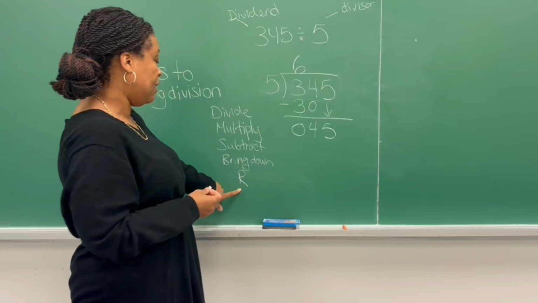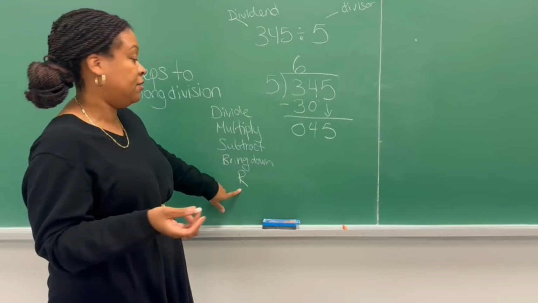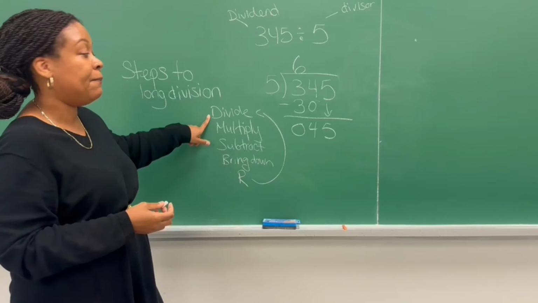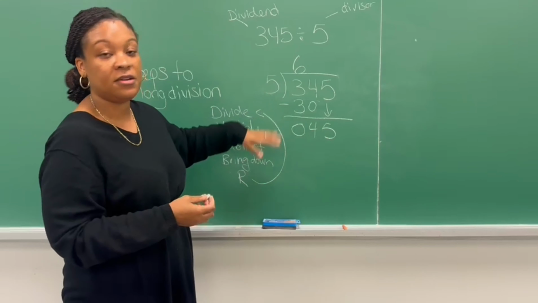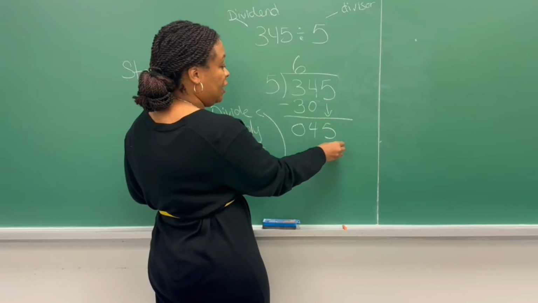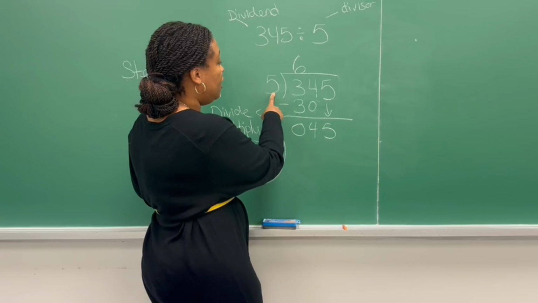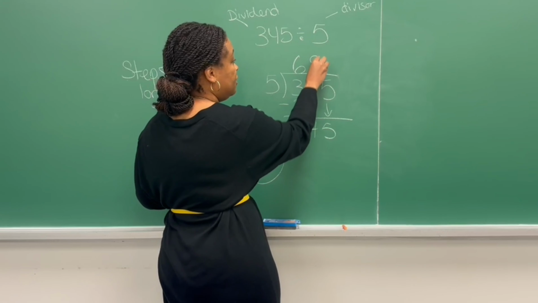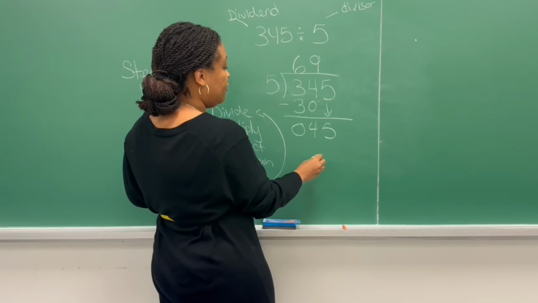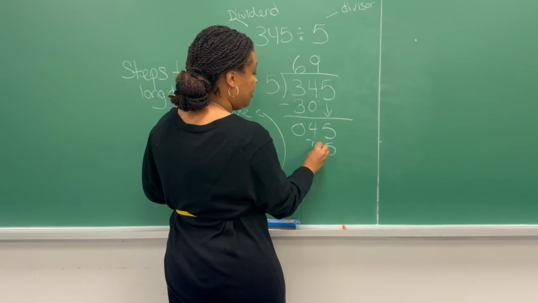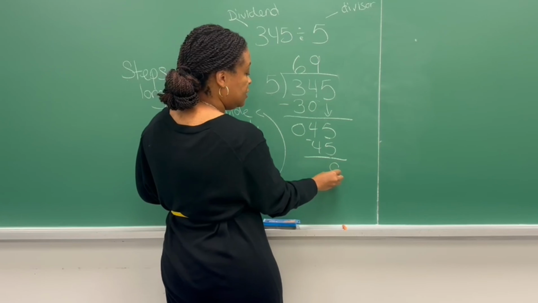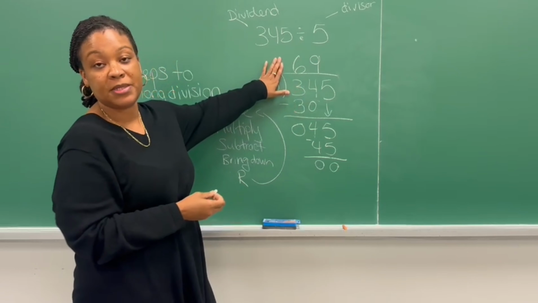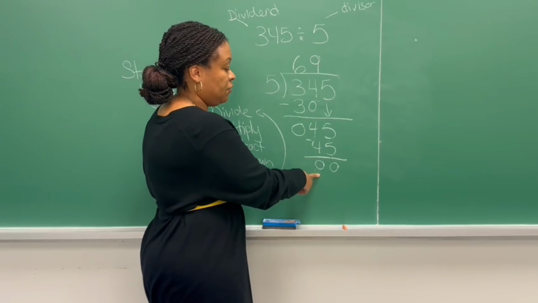Now, my R here stands for repeat, which just means that I'm going to start my process all the way again back at the very first step. So now I'm going to divide again. 5 divided into the number 45. I know that 5 can divide into 45 9 times. 9 times 5 is 45. 5 take away 0, 0. 4 take away 4 is 0. So my answer would be 69 with 0 remainder.